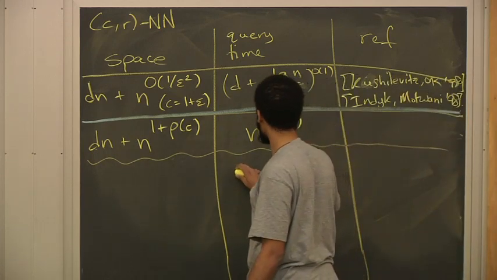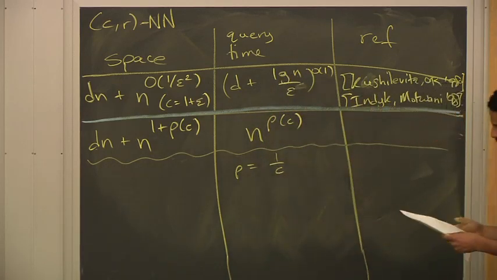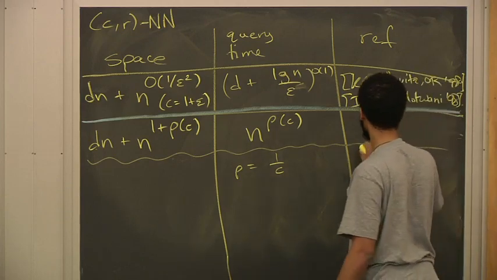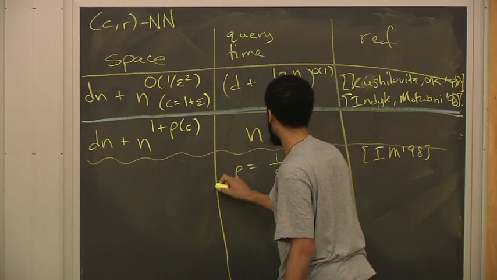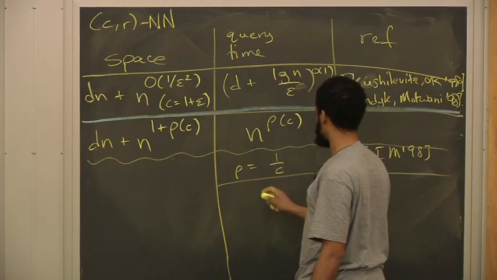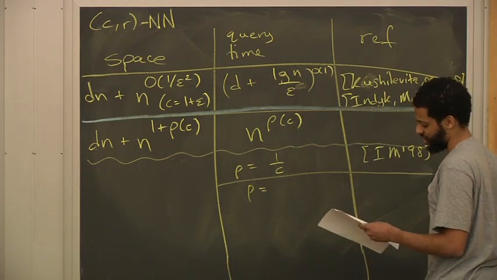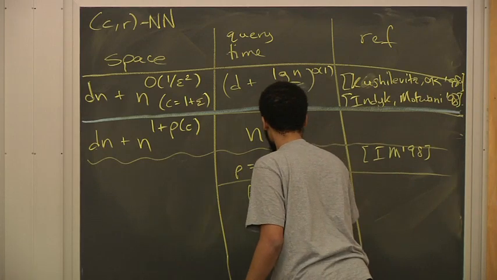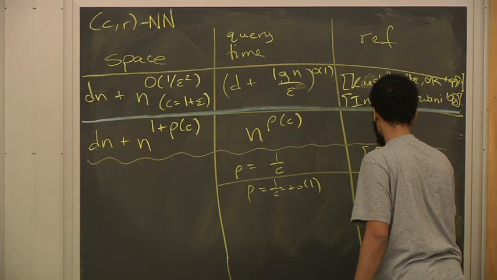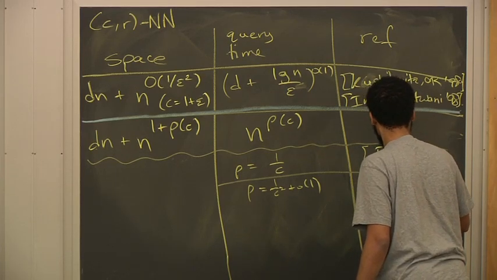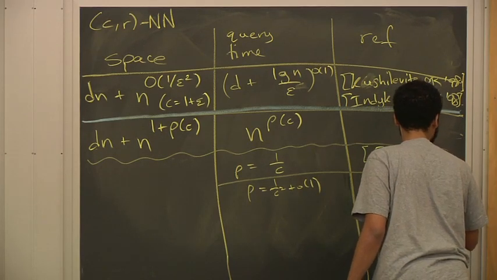So one thing you can get is rho being something like 1 over c. Okay, so this is Indyk and Motwani '98. You can also get rho of c being something like 1 over c squared plus little o of 1. This is Andoni and Indyk, 2006.